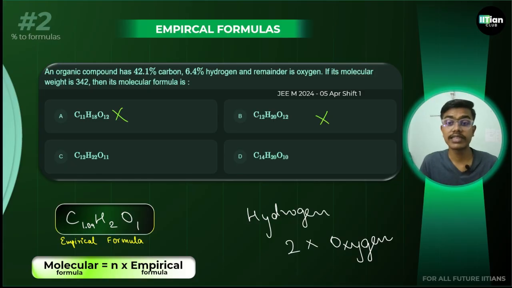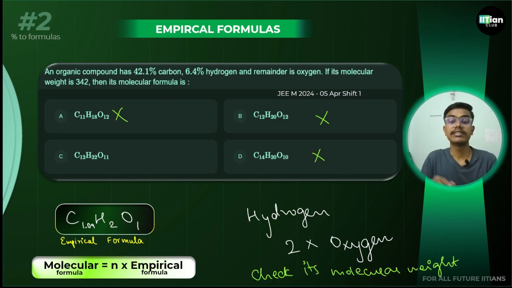But one more condition which has to be satisfied is the molecular weight is 342. When you check for options C and D, you will find that option D is out of the race. So option C is the right option. Check its molecular weight. So from that you will get option C as the right option for this question. This is the approach to find the molecular formulas if the percentages are given.